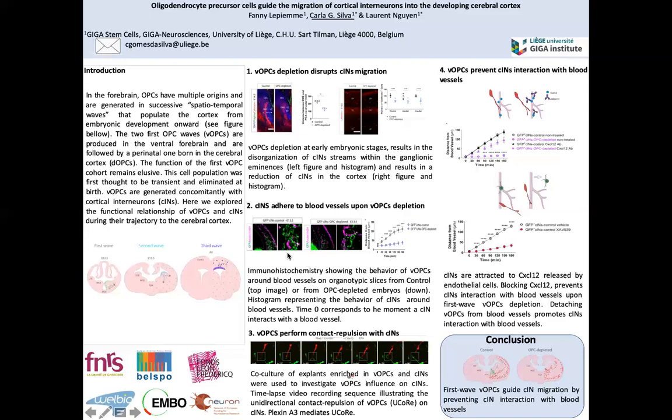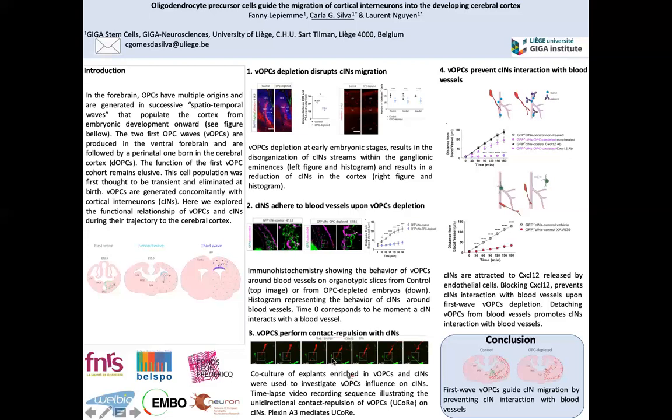We investigated in more detail the mechanism associated with this phenotype, and by performing time-lapse video microscopy we realized that in the absence of OPCs, interneurons start interacting with high affinity with blood vessels that are on the way. This interaction of interneurons with blood vessels is a factor that delays the arrival of interneurons into the cortex. So how does it work?